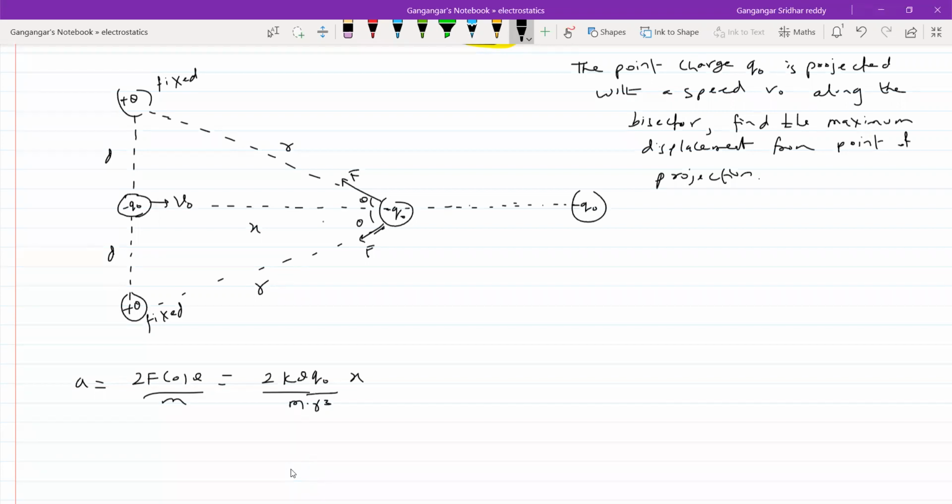If you go for further simplification, what is r? r you can write as d square plus x square. So this, shall I write directly? d square plus x square to the power of 3 by 2.